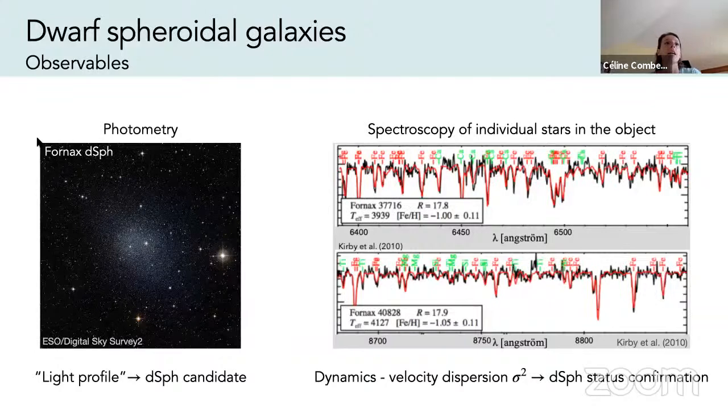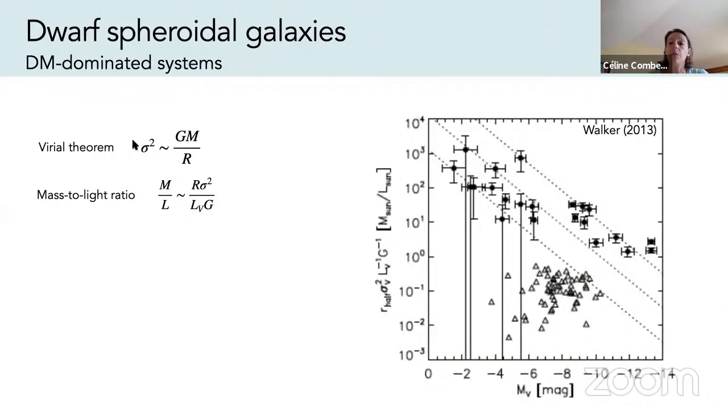And if you have this, you're able to measure a velocity dispersion, and the virial theorem relates the velocity dispersion to the mass of the system, and you can compute the so-called mass to light ratio this way. And if the mass to light ratio is high, it's most likely that you have a dwarf. If it's low, it's probably not dark matter dominated, and you're more dealing with a cluster.